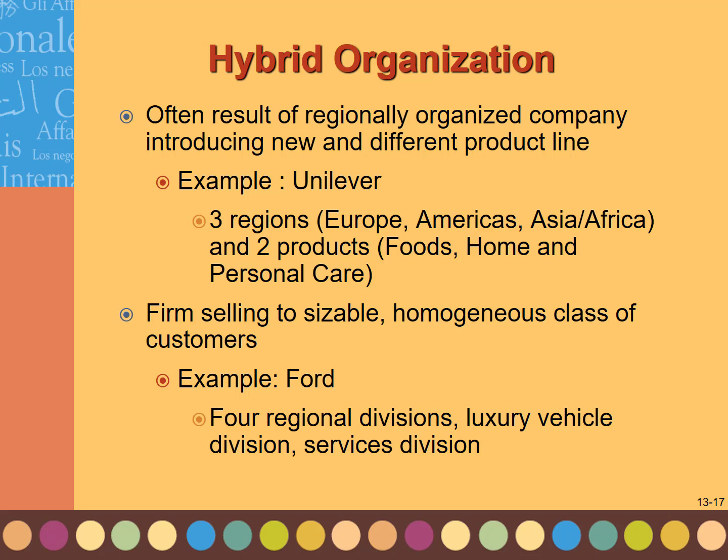And like it says here, it's often a result of a regionally organized company introducing new and different product lines. So when a company decides to venture into international, sometimes it's easier, rather than restructuring the whole company, just to do a hybrid for a short period of time. Usually you move on from it and go in one of the other examples we've already been through. But when you're first venturing into something international, sometimes you'll just spin off an international division under the existing divisions and without restructuring everything.